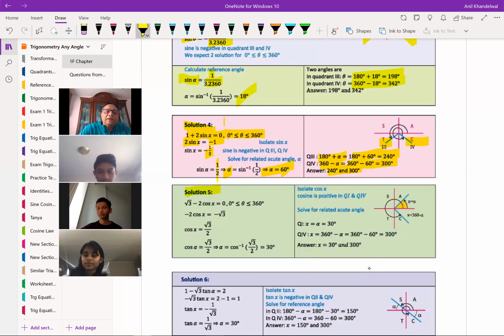Now example number 5 is square root of 3 minus 2 cos x equals 0, where theta is between 0 and 360 degrees. First step, isolate the trigonometric ratio cos x. So when you do this algebra, you get cos x is square root 3 over 2, a positive value. That means again, we're looking for two solutions. In which quadrants? Cosine is positive in 1 and 4. So you draw this and say 1 and 4. Let's find the related acute angle. Now, when you try to find the acute angle, cos alpha is square root 3 over 2. So alpha is 30 degrees.